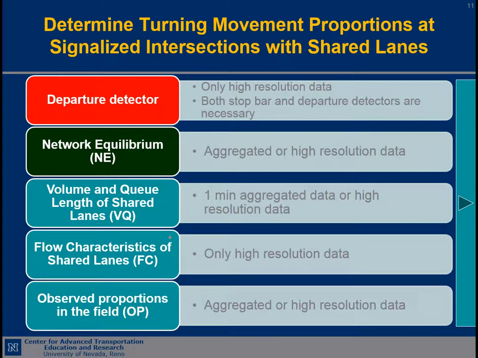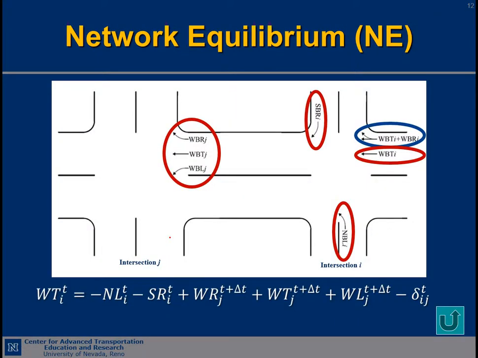Okay, the first method, net flow equilibrium. We need aggregated or high resolution data. Both kinds of data are fine to use for this method. Here is an example of using this method. If you have the red movements, then you can calculate the blue proportion.